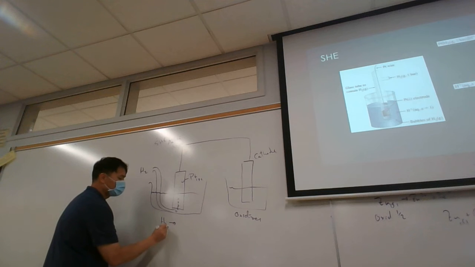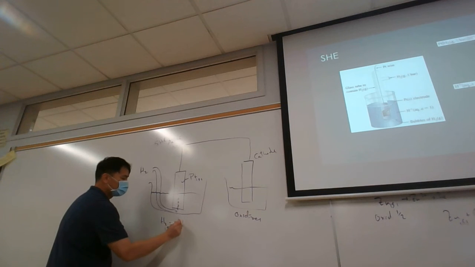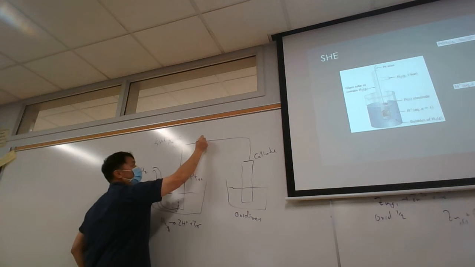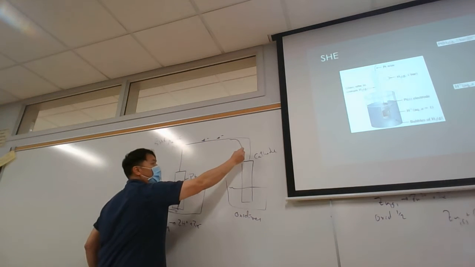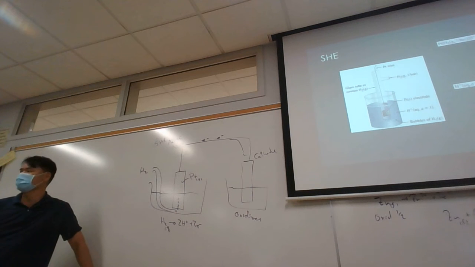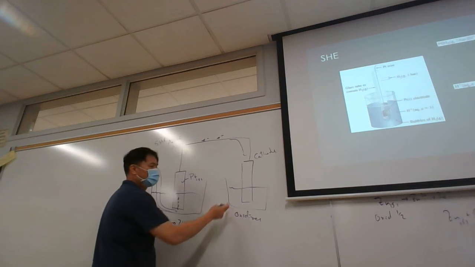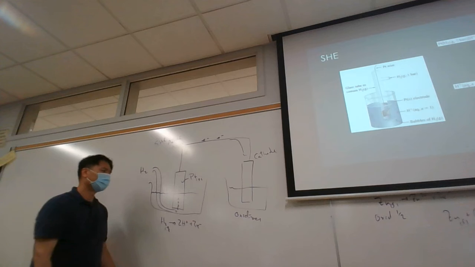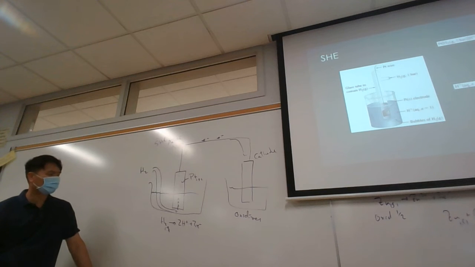What's going to happen is the hydrogen gas is going to get oxidized to 2H+ plus 2 electrons. Those 2 electrons are going to get fed over to the cathode, and the cathode is going to feed the electrons to whatever oxidizer is in solution. It could be perchlorate, or chlorine, whatever you want as the oxidizer.